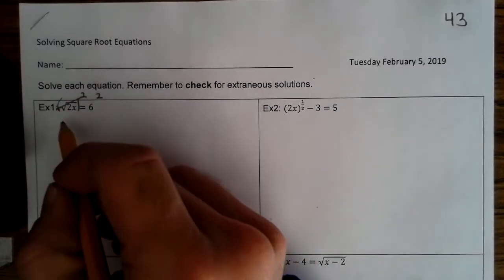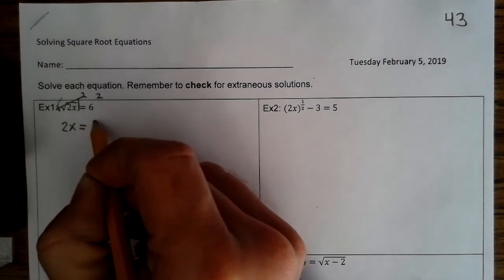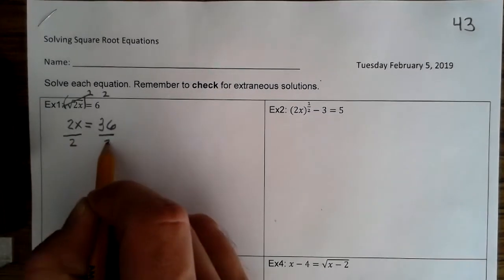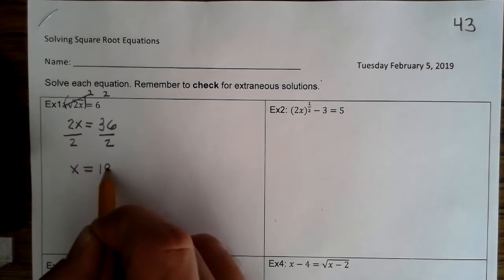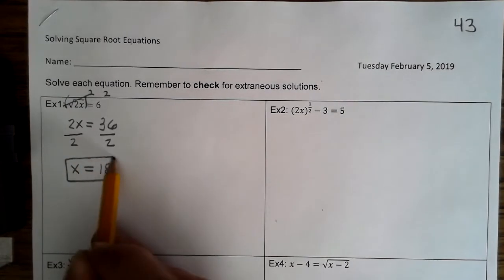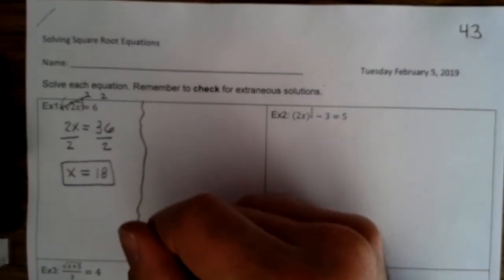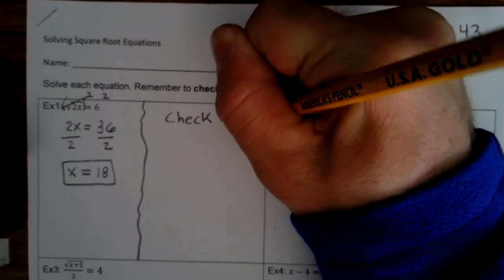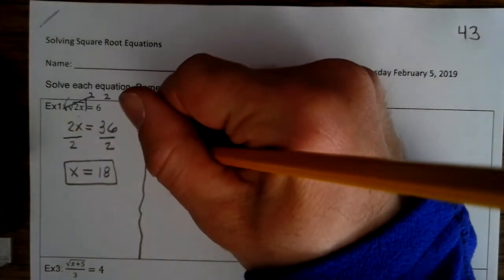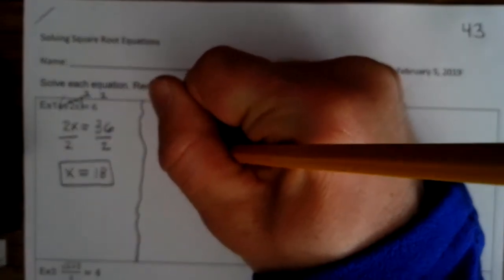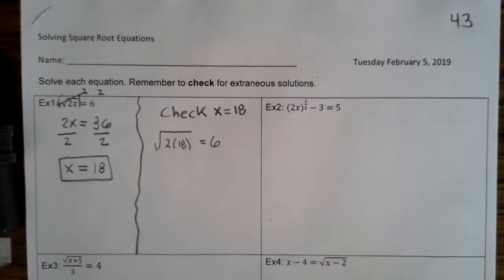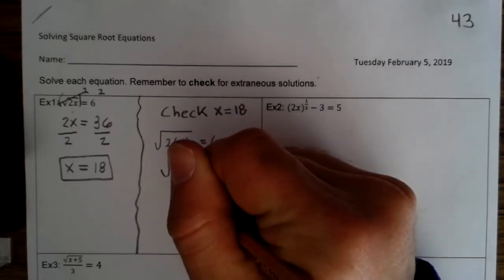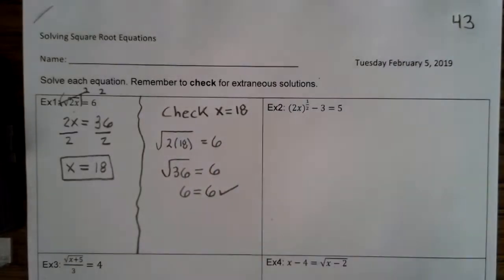Now, this becomes the power of 1, so you're left with 2x equals 6 squared is 36. We're going to divide both sides by 2. So x equals 18. Now we need to check. By checking, we're going to substitute x equals 18 back into the equation to see if it's true. So we have the square root of 2 times 18 equals 6. Well, 2 times 18 is 36, so you have the square root of 36 equals 6. Well, the square root of 36 is 6. 6 equals 6, so that checks.